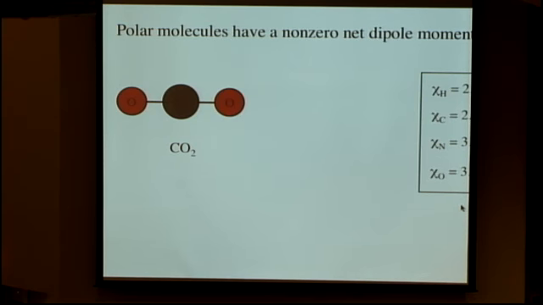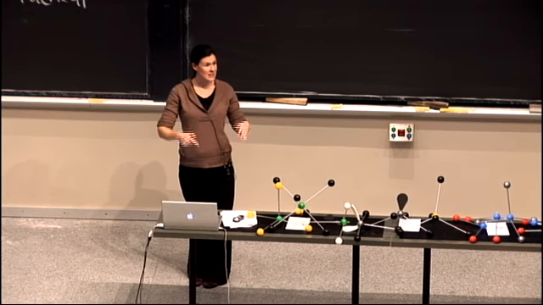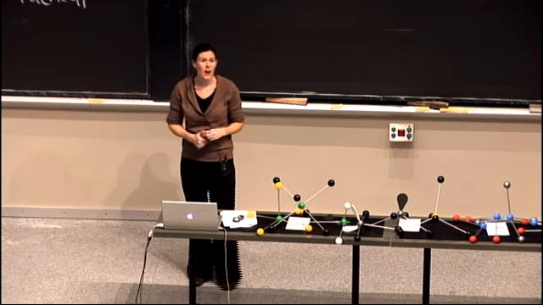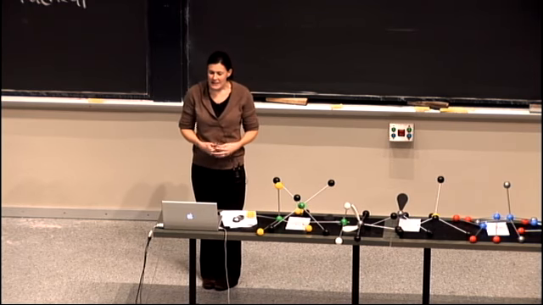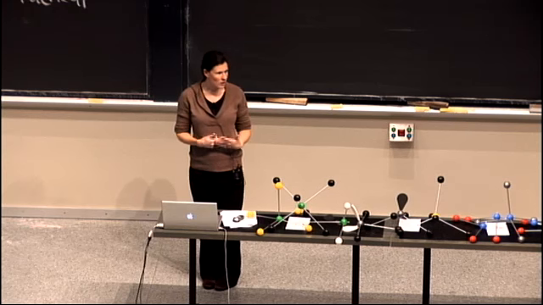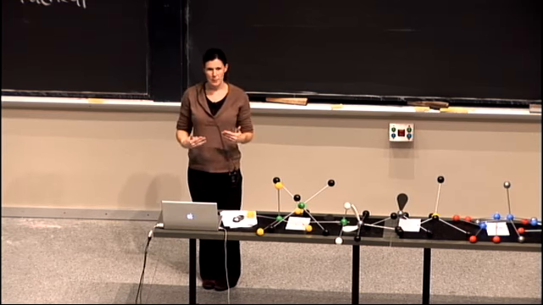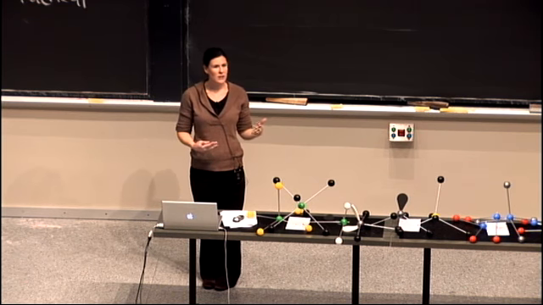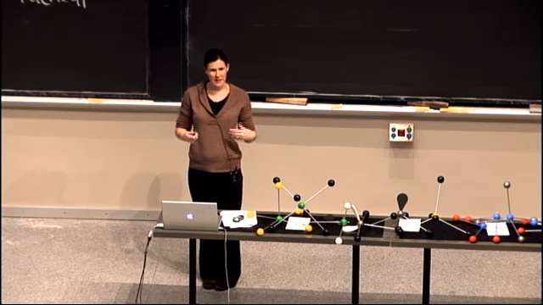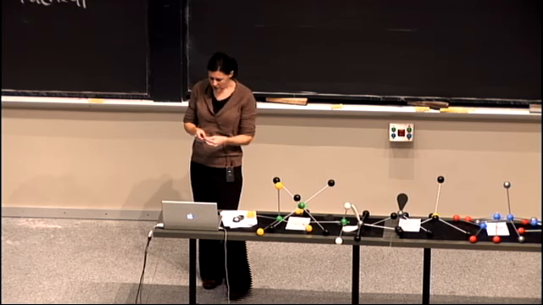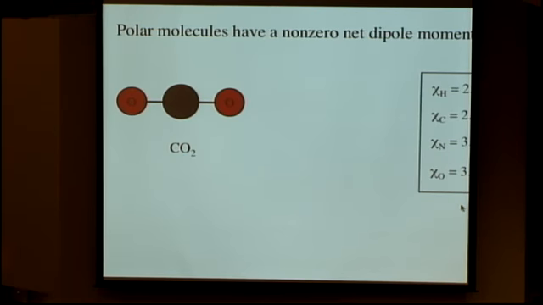We can extend this idea of polar covalent bonds to thinking about an entire molecule. I'm sure you've all heard of the term polar molecule versus nonpolar molecule. Essentially, when we talk about having a polar molecule, what we're saying is that there's a net non-zero dipole moment within the whole molecule. So what we have to do is combine all of the individual bonds to think about the molecule as a whole. Let's take an example of carbon dioxide, or CO2.